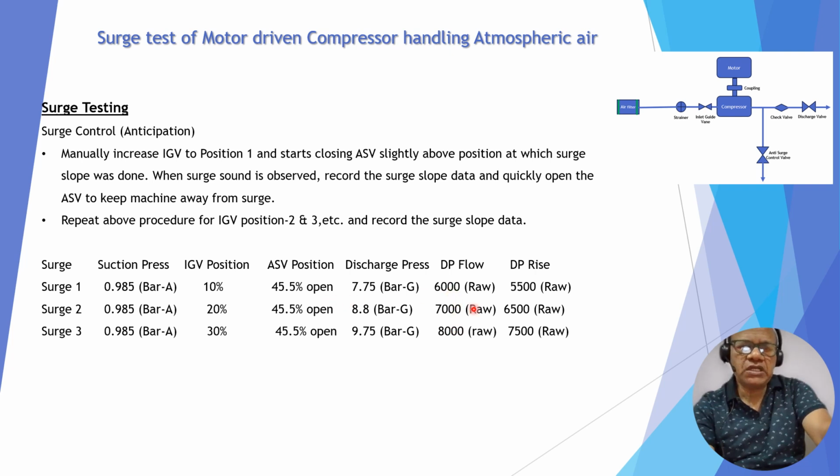So you can see the more the IGV, the DP rise is also increasing, and DP flow is also increasing.